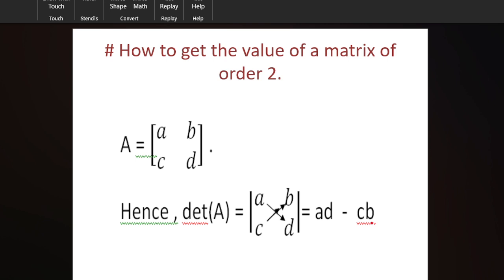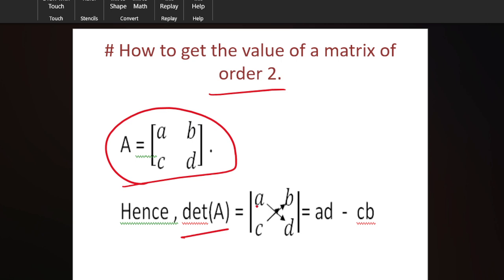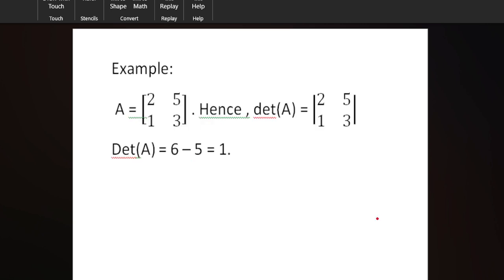Now here you see how to get the value of the determinant of a matrix of order 2. A is of order 2 by 2, elements are A, B, C, D. Now how we find it: by cross multiplying, the corner elements. A into D minus B into C. So you have to subtract: AD minus BC.